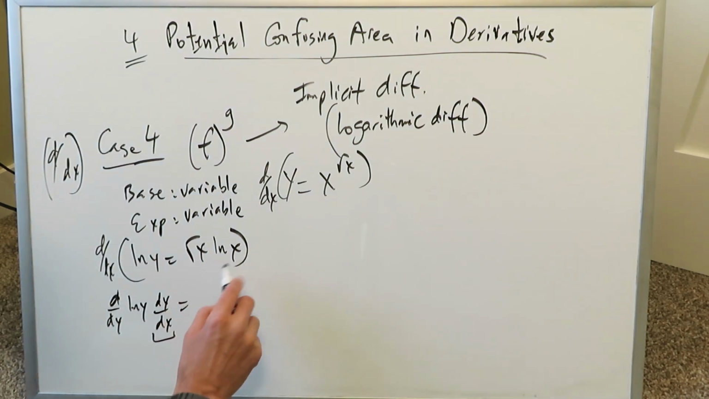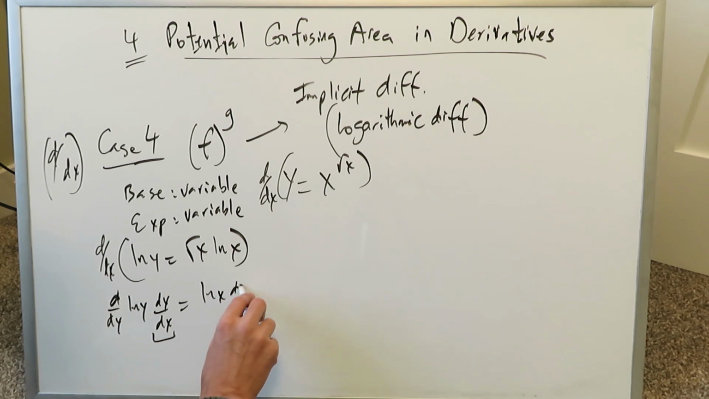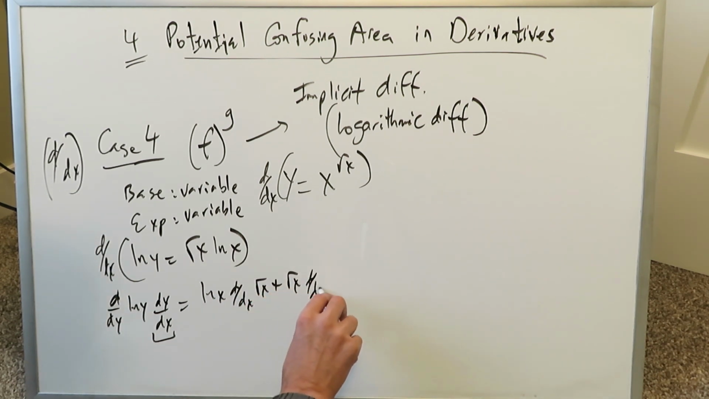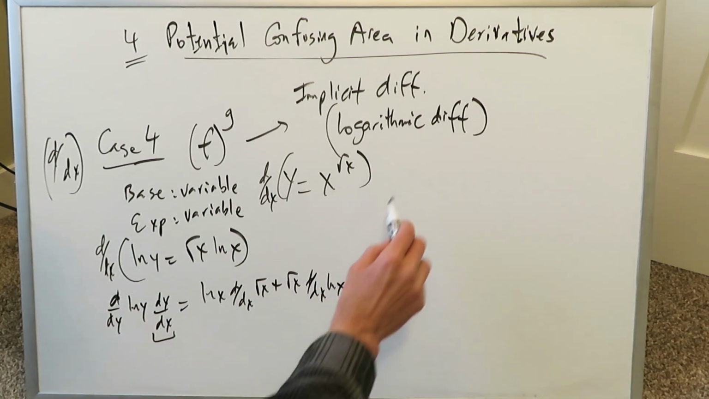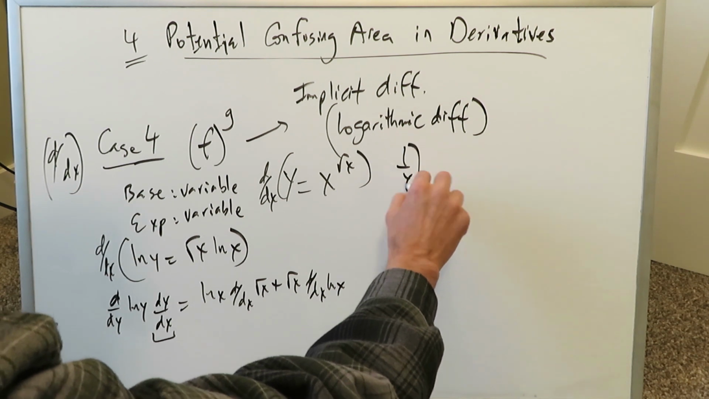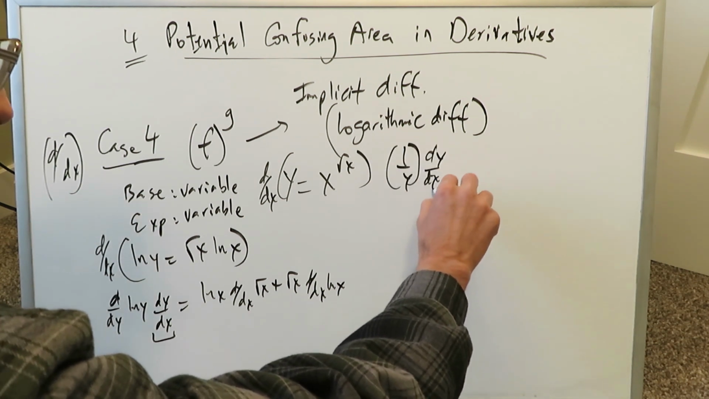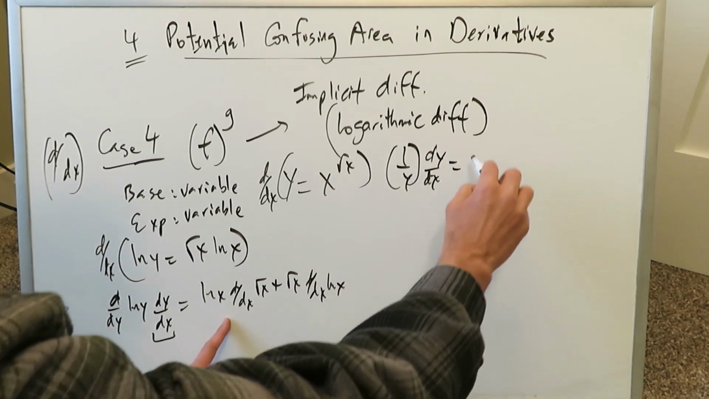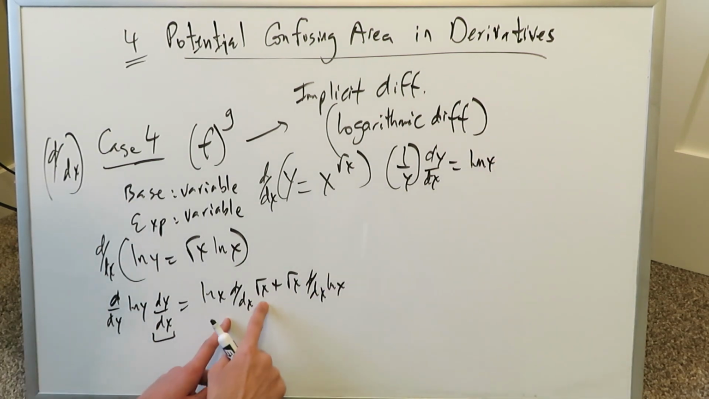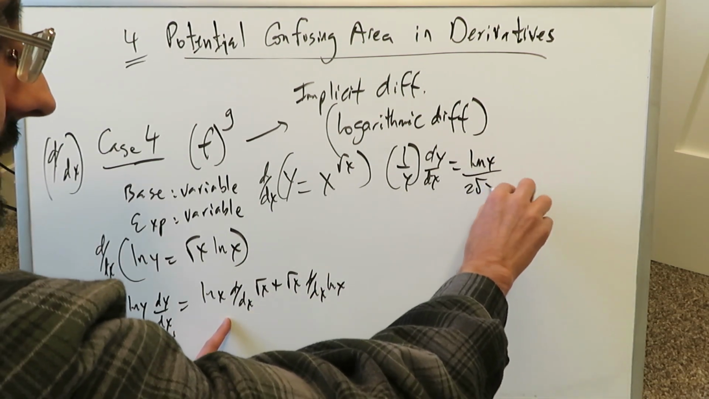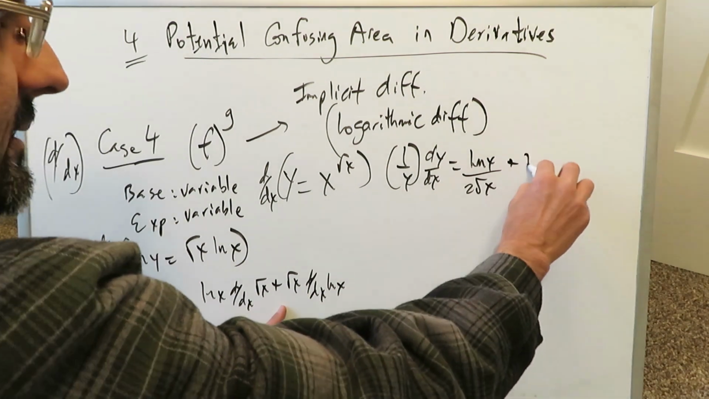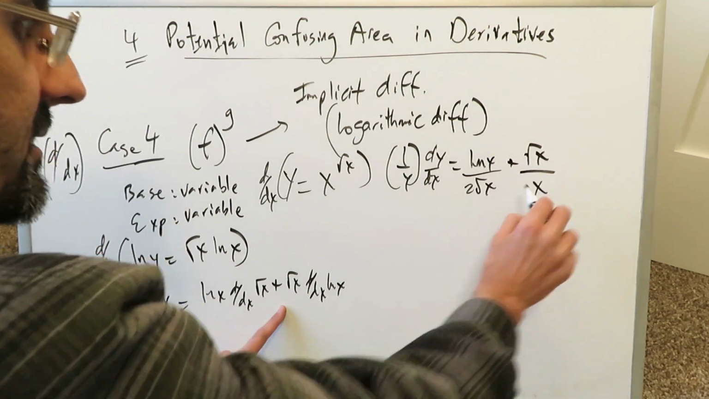Here's my f function, here's my g function. The g function times the derivative of the f function plus the f function times the derivative of the g function. The derivative of natural log y will be nothing more than 1 over y, which is attached to this dy over dx. Here you're getting a ln x. Derivative of root x is 1 over 2 root x. Here you have a root x. Derivative of natural log x is just 1 over x.